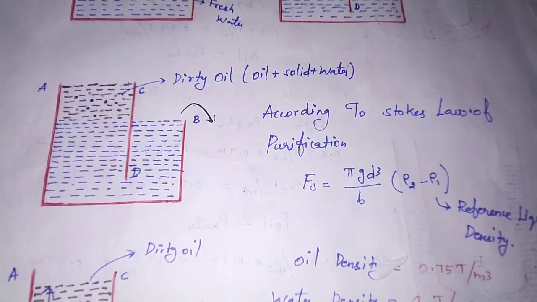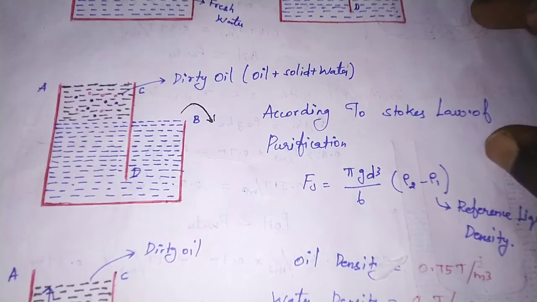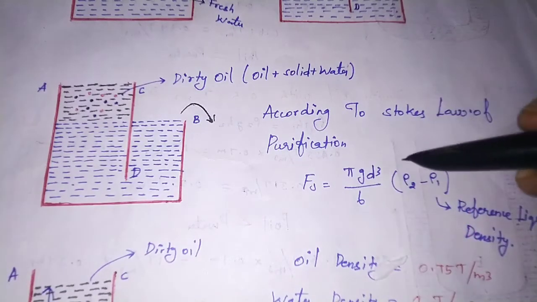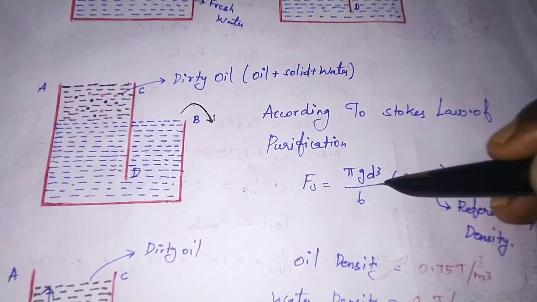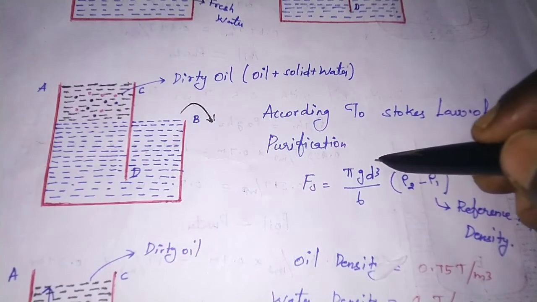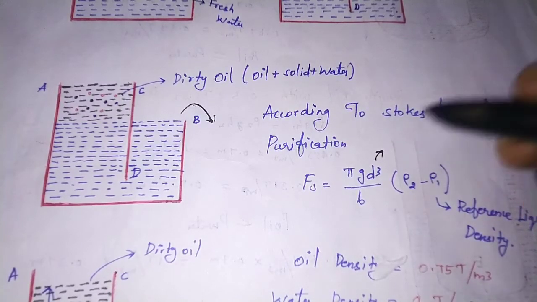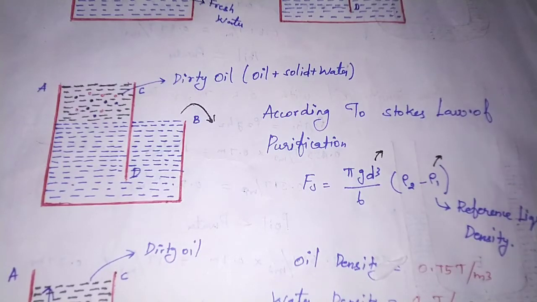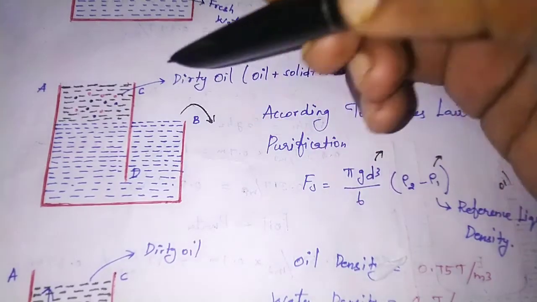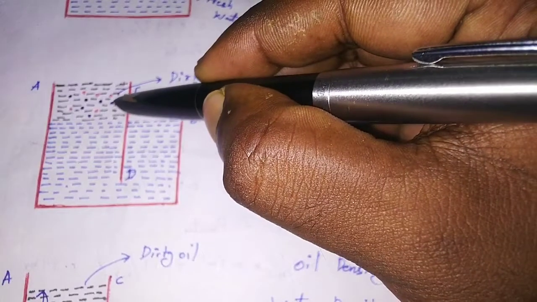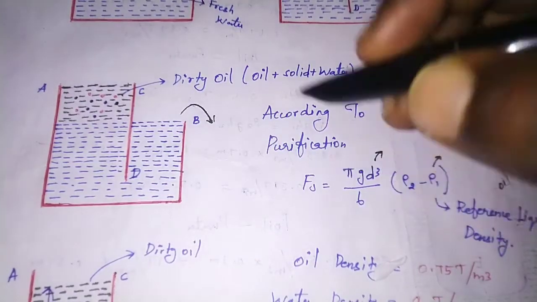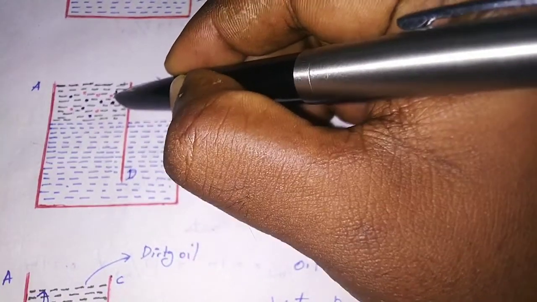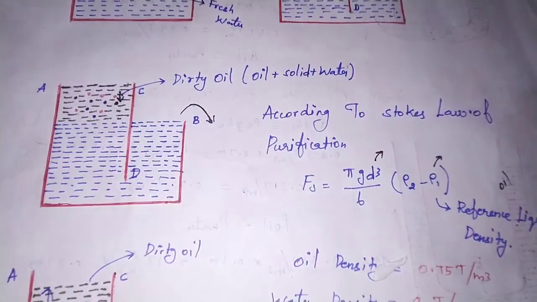After some time, according to Stokes law of purification, Fs, the separation force, is equal to pi g d cube divided by 6 into rho 2 minus rho 1. Here d cube is related to the diameter of the particles, and rho 1 is the reference liquid, which here we can say is oil. The solid density will be higher than the oil, so the separation force acting on a solid particle is also higher. After some time the solids settle at the bottom.